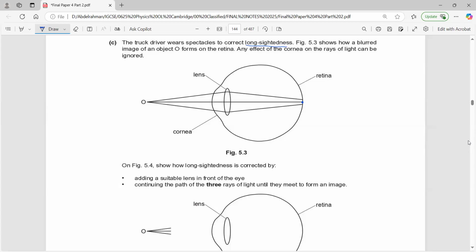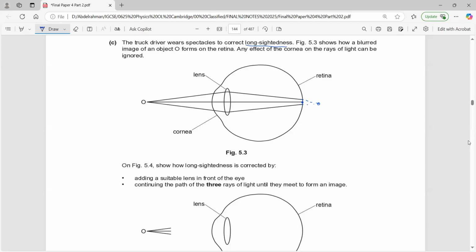Now the rays are moving too far away. Actually, if we extend these rays, they will meet after the retina. I need to shorten the distance. You need to decrease the focal length. How can you shorten this distance? Would it be by using a diverging lens or a converging lens? Would it be by a concave lens or a convex lens? It's using a convex lens, a converging lens.